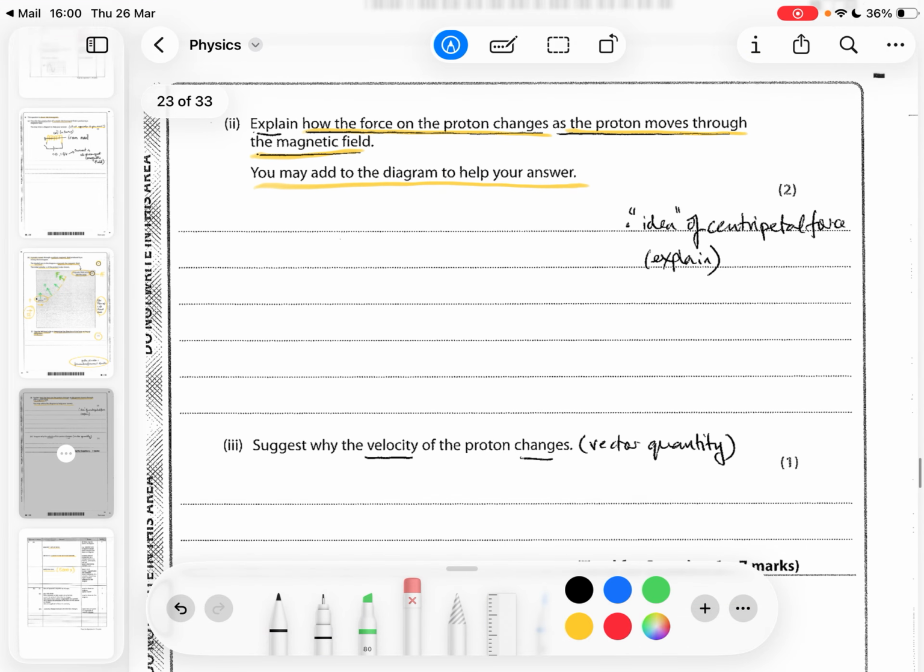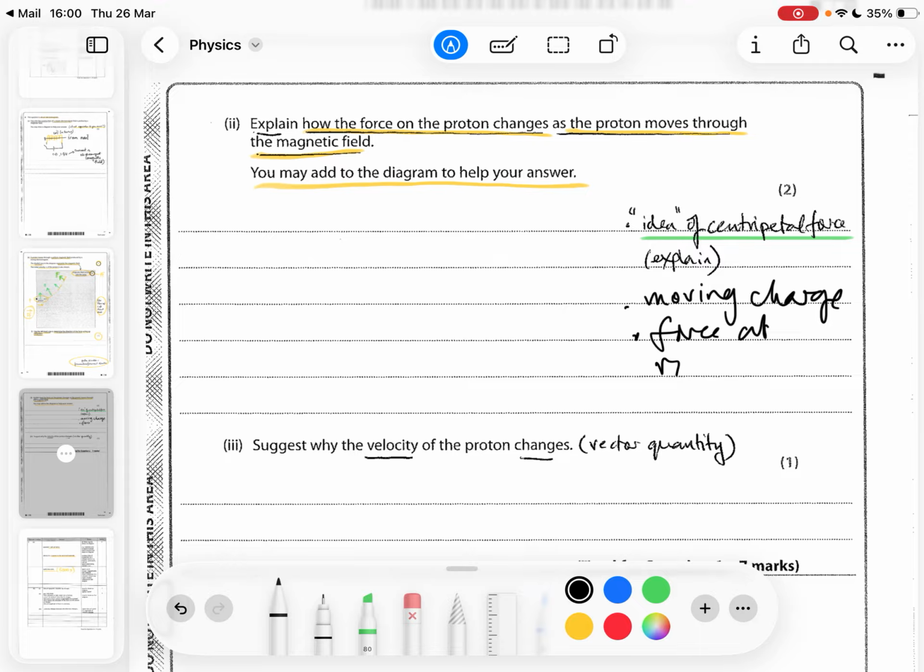So you've got to explain it the way I did. The idea of this circular motion or centripetal force: you've got to explain that the force is always at right angles to the direction of the moving charge. So you've got to mention the moving charge, and that they're relative to each other. You've got to say the force is always at right angles to the moving charge. So you're going to get basically a curved path, part of a circle.